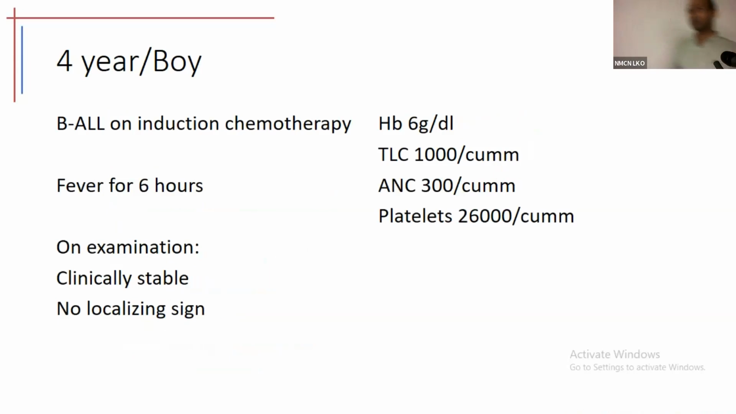So we'll move on to some case scenarios. First up is a 4-year-old boy with B-cell ALL on induction chemotherapy, who has presented with fever for 6 hours. On examination, he's clinically stable. There's no localizing sign that you can make out. His hemoglobin is 6, TLC of 1000, ANC of only 300, and platelets of 26,000. So he's neutropenic and he's having fever.